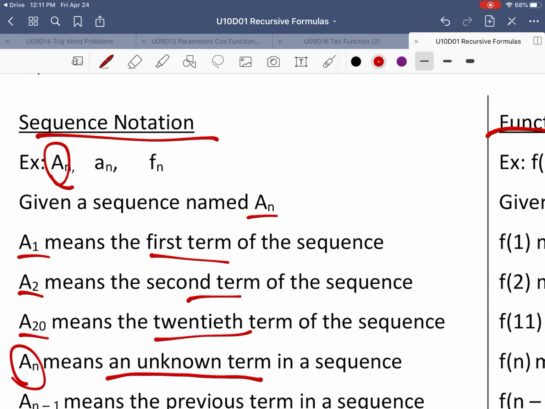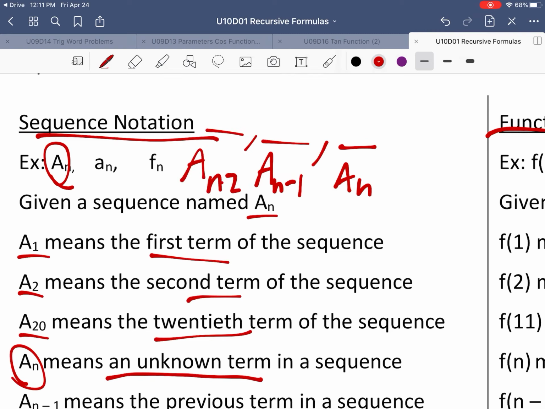So if I had a, I keep clicking on the wrong thing when I'm trying to click on the pen. So if I have an unknown term, and I call this a sub n, the term that comes before it would be a n minus 1. We call this the previous term. And the term before that would be a n minus 2. And the term after that would be the term a n plus 2.